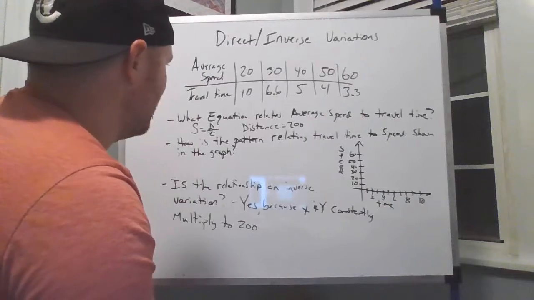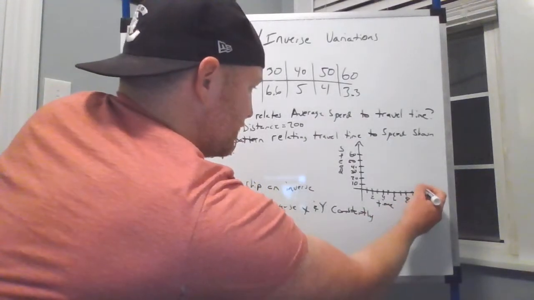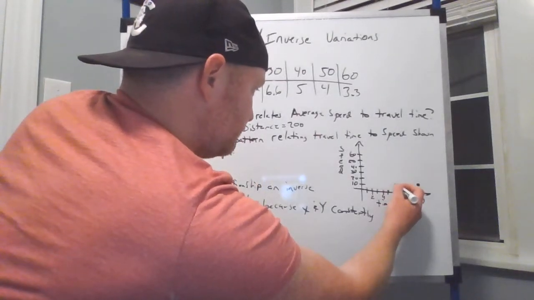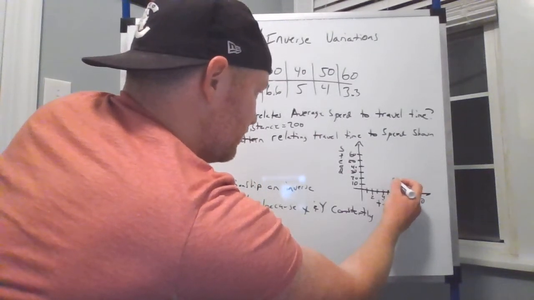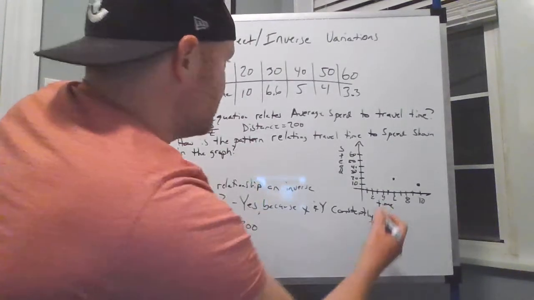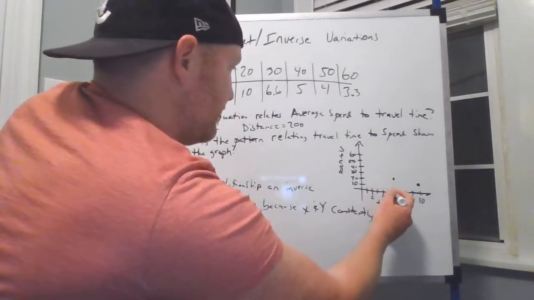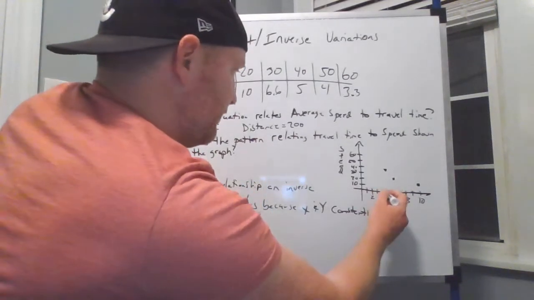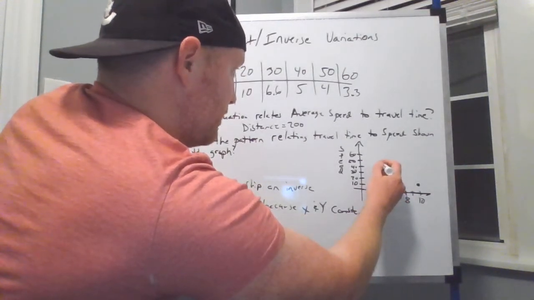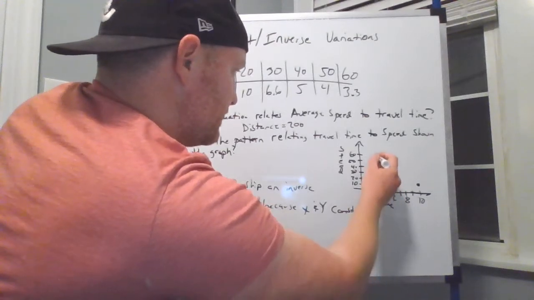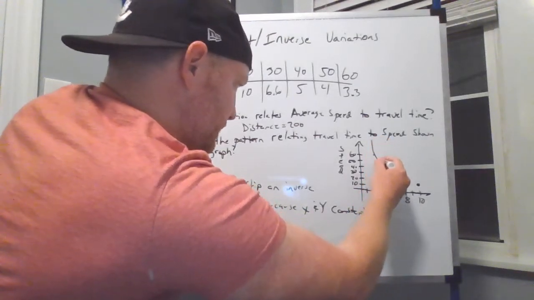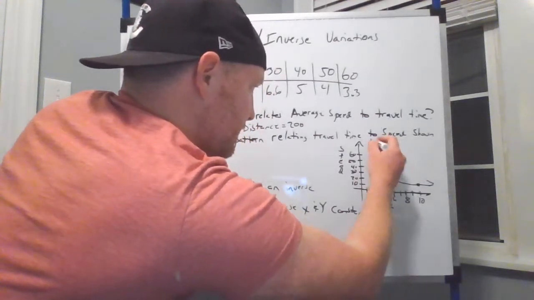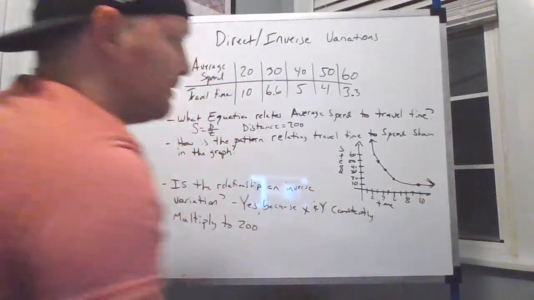Travel time is at 10 and 20, so that's right about there. 6.6 at 30. Okay. It's all just rough estimates. 5 is at 40. Okay. 4 is at 50. And 3.3 is at 60. So I can see that this graph resembles the typical graph we've been seeing.